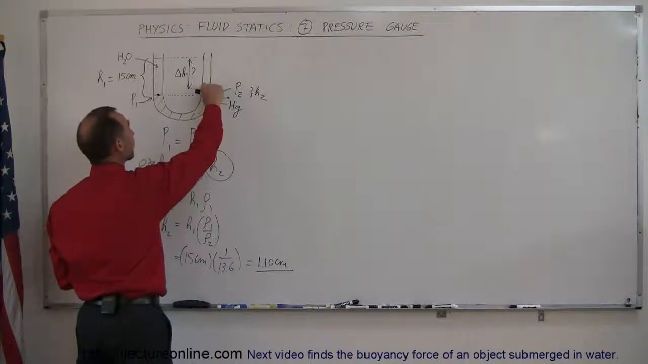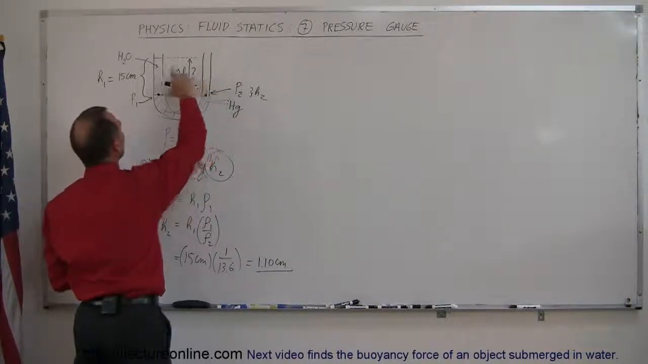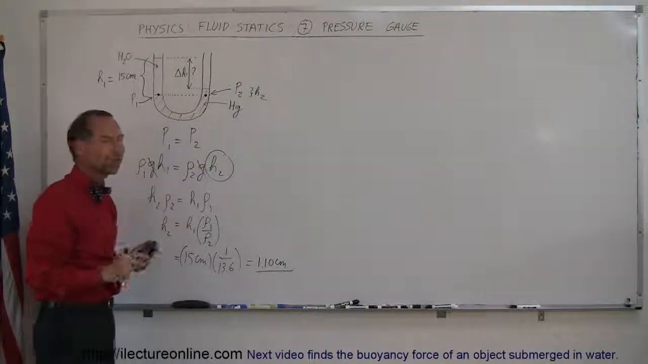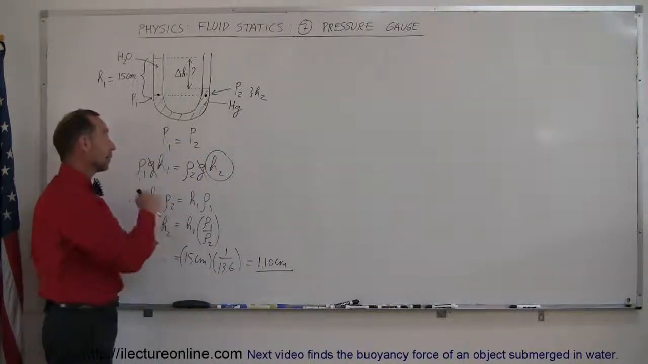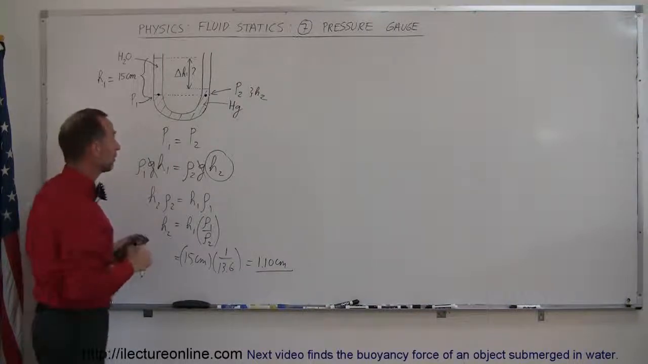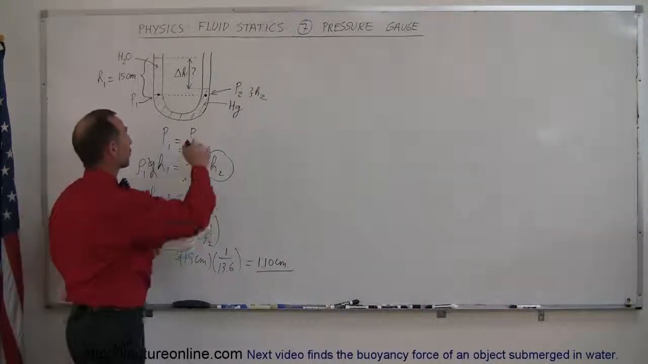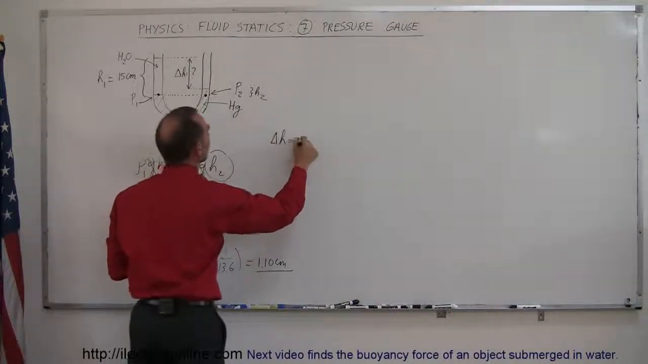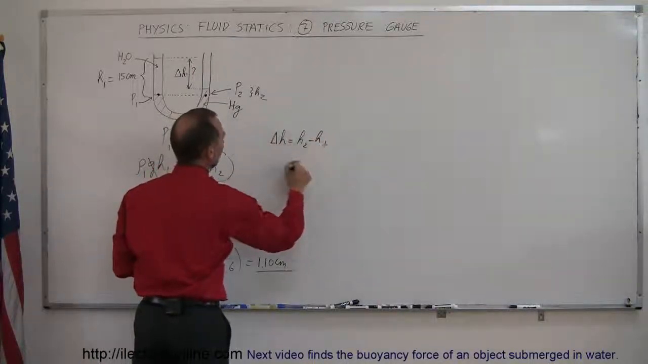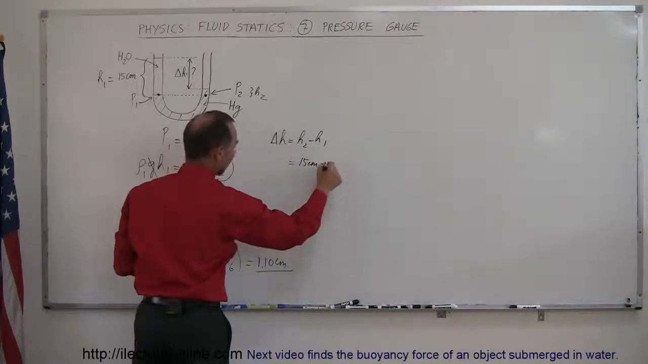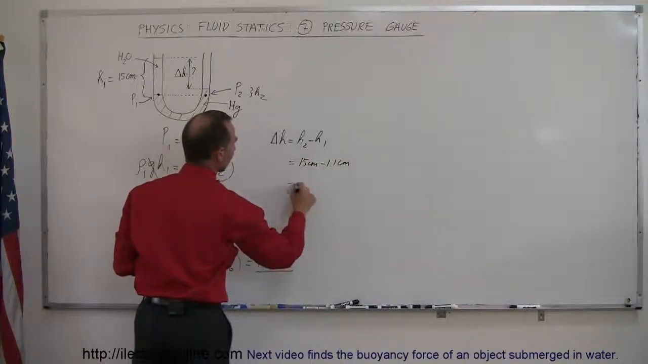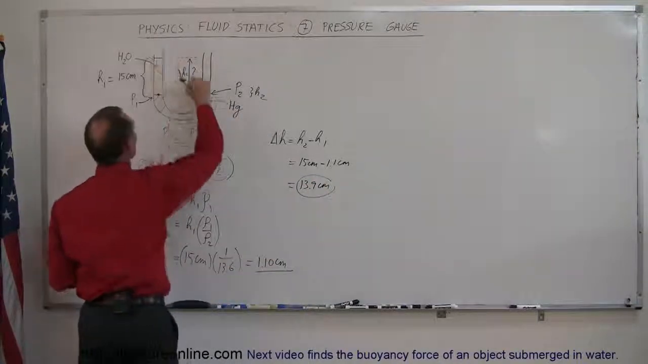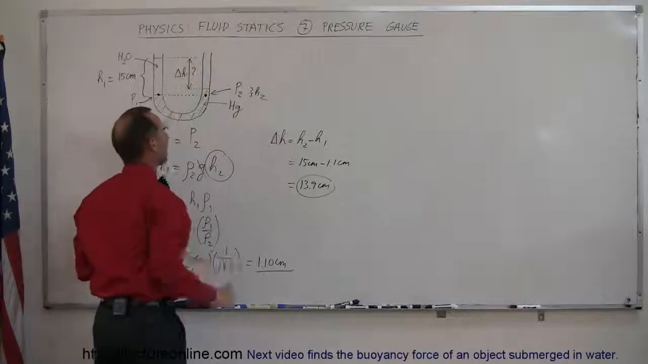Which means the height of mercury that gives me the same pressure as the 15 centimeters of water is 1.1 centimeters. That's of course why they use mercury in barometers, because you don't need as much of it to be able to measure the pressure. Ultimately, since we want to know the difference in height, delta h would simply be equal to h1 minus h2, which is 15 centimeters minus 1.1 centimeters. So therefore this is 13.9 centimeters of difference between the two columns, water on the left and mercury on the right.